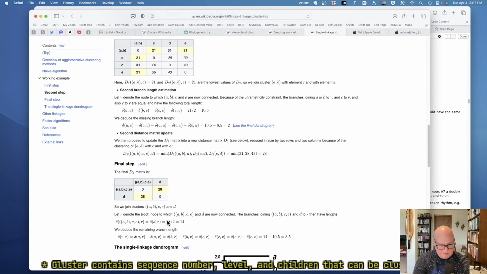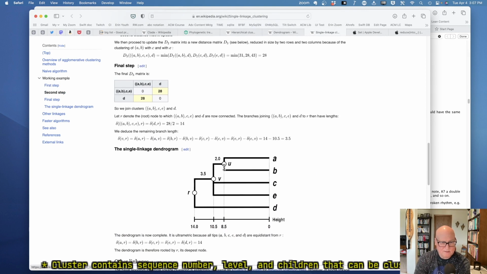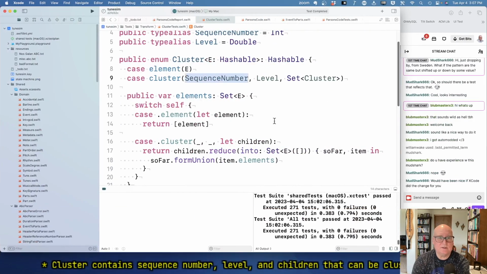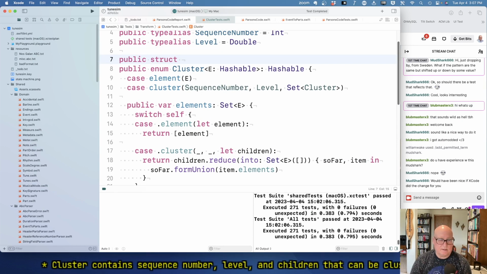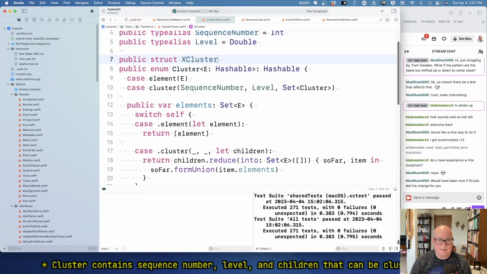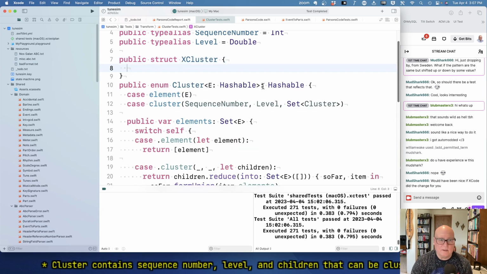Well, assuming we have 2 elements, we're going to have at least one cluster. We may come back later and wish I had put this in a struct with an enum inside it or something. Let me just sketch what that would look like real quick. Struct X cluster. Well, I have to make it hashable and all that stuff. But I would define these 2 fields.